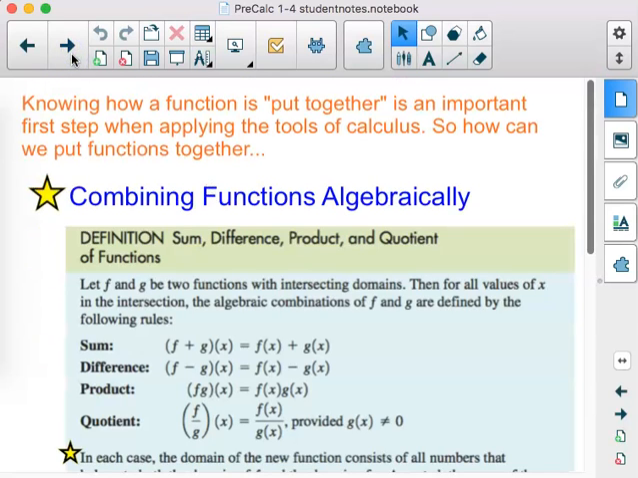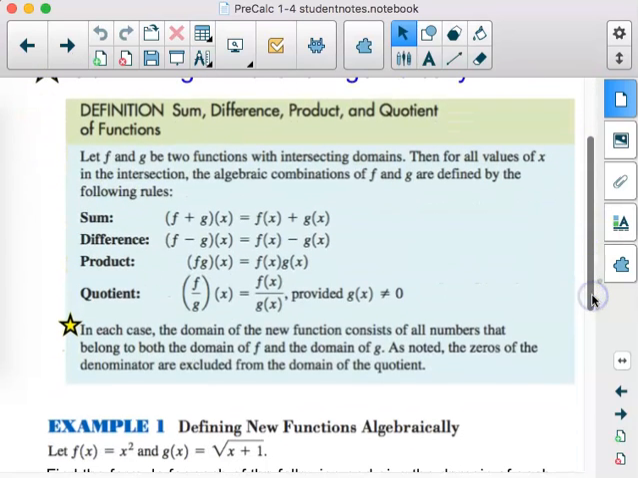So knowing how a function is put together is an important first step when applying the tools of calculus. So how can we put functions together? And before Algebra 2, you knew about 4 operations: add, subtract, multiply, and divide. Once you got through Algebra 2, you also know that we can compose functions. So combining functions algebraically says the sum, difference, product, and quotient of functions.